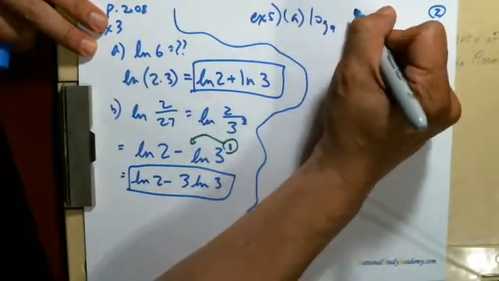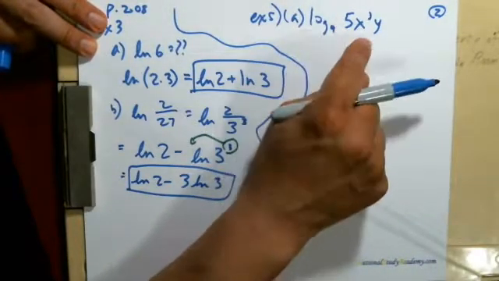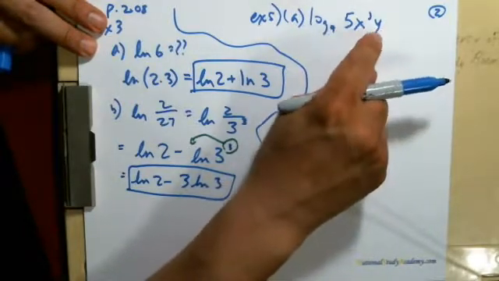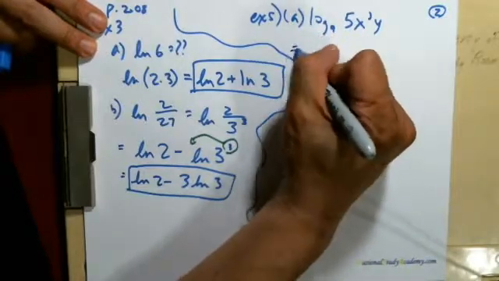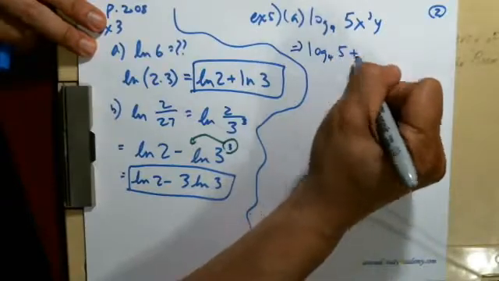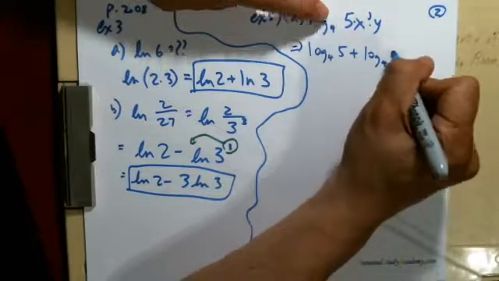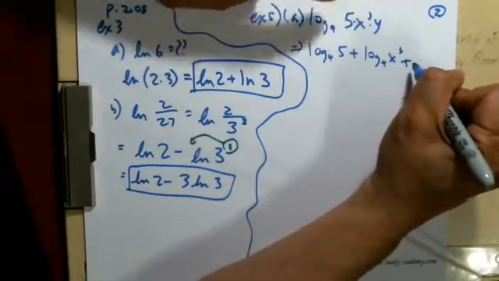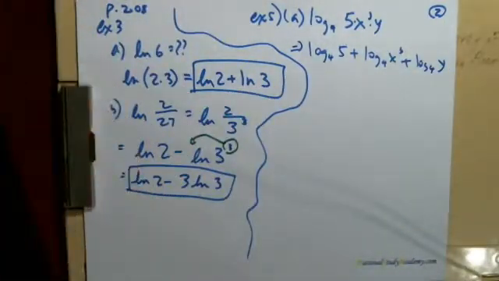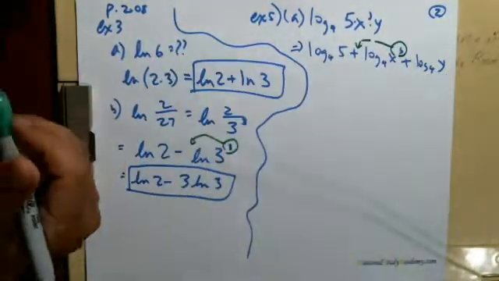Log base 4 of 5x cubed y. So what this is saying is we're going to expand the log. It's 5 times x cubed times y. So when we expand it out from a single log to a multi-log, this is log base 4 of 5 plus, because it's being multiplied here, log base 4 of x cubed plus log base 4 of y. And the only thing we have to do is the beauty of logs, which is that 3 comes out to the front right there.